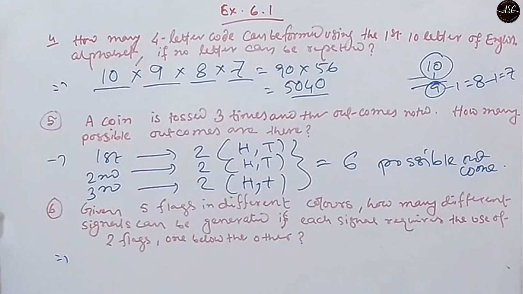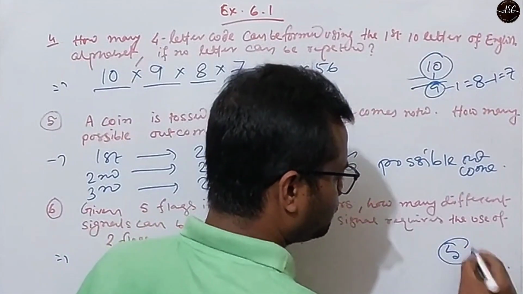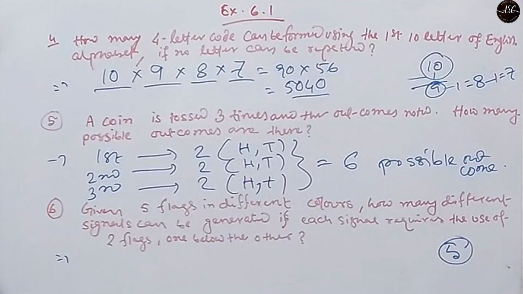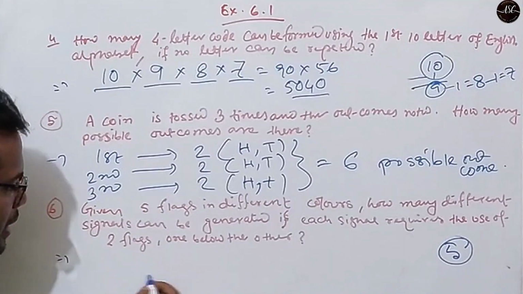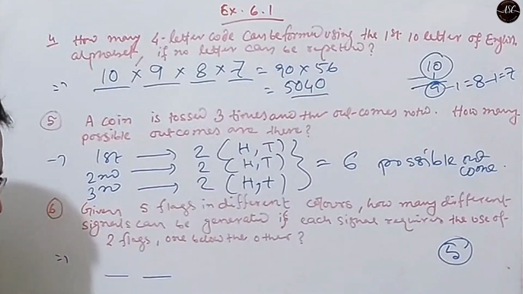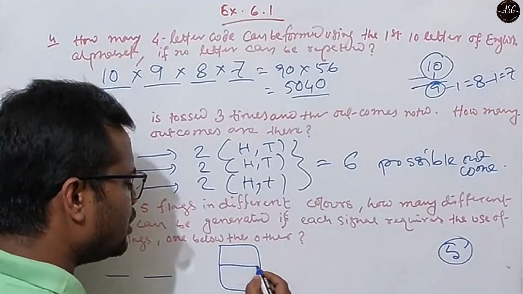Now, look at this question. Given 5 flags of different colors. So we have 5 flags. How many different signals can be generated if each signal requires the use of 2 flags? So there is use of 2 flags. That means we write 2 dashes, one below the other.